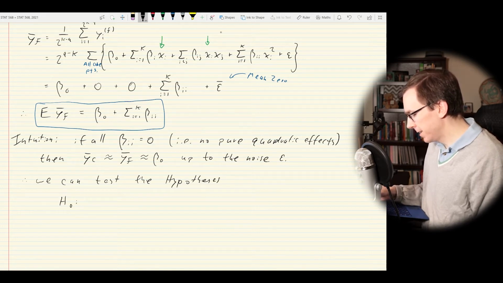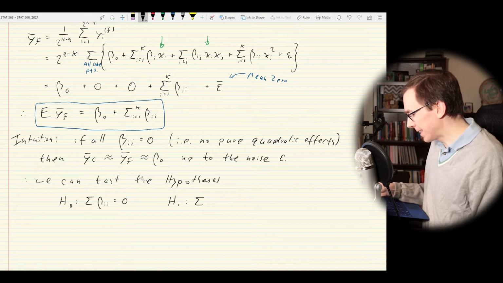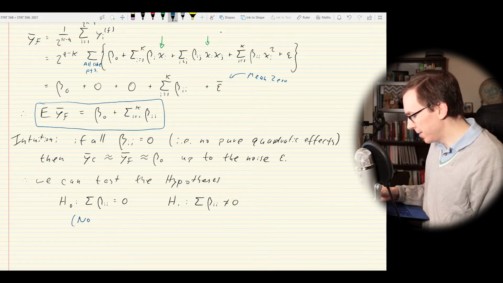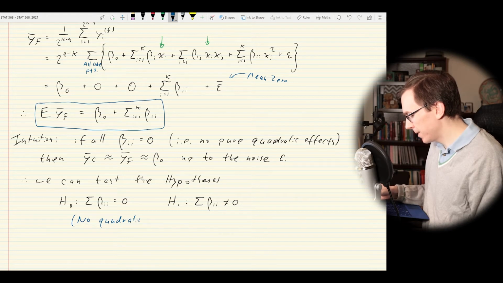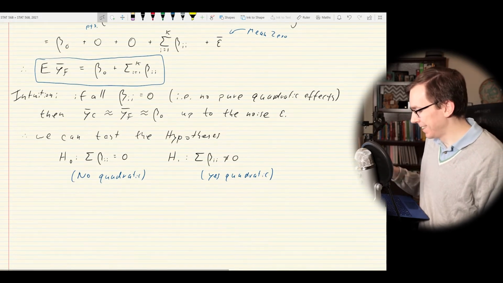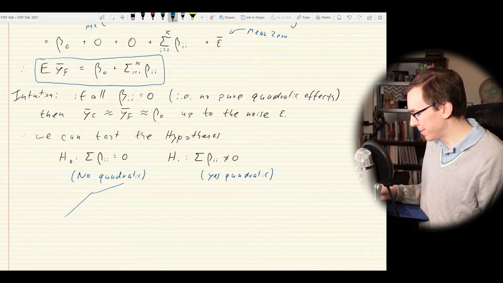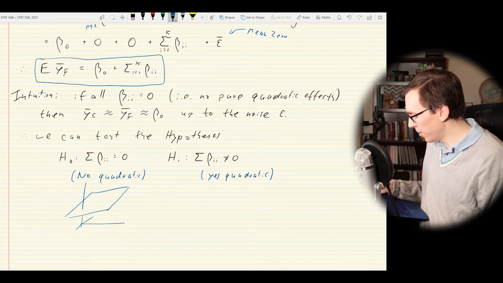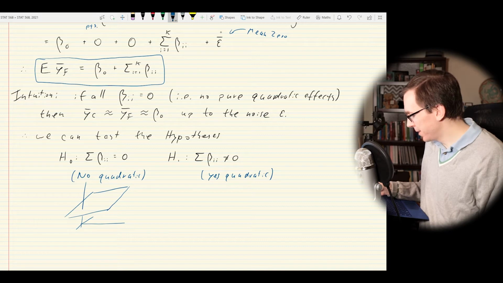which is going to be H naught, the sum of the beta ii is equal to 0, versus the alternative hypothesis that the sum of the beta ii is not 0, which in words is saying, no quadratic, or the presence of a quadratic effect in our surface. So roughly it's saying, does my surface look like some type of plane, or does it look like some type of quadratic?